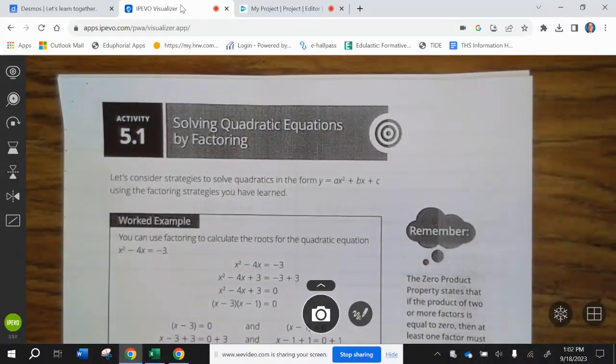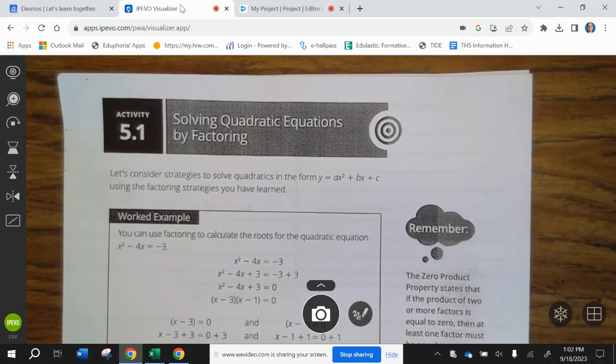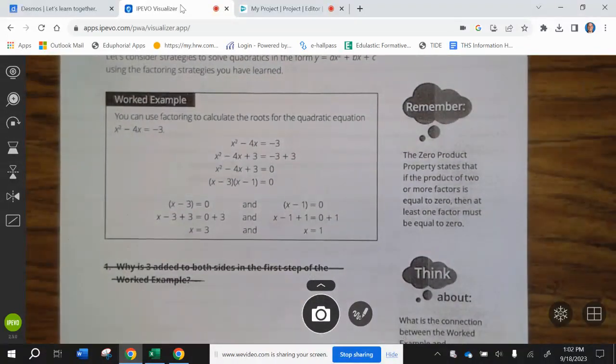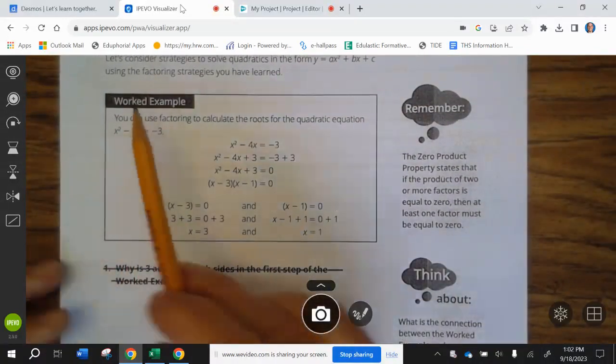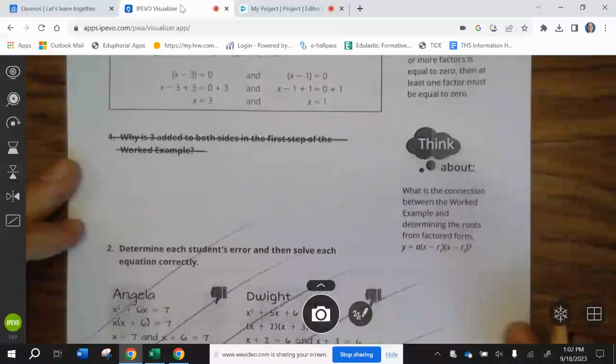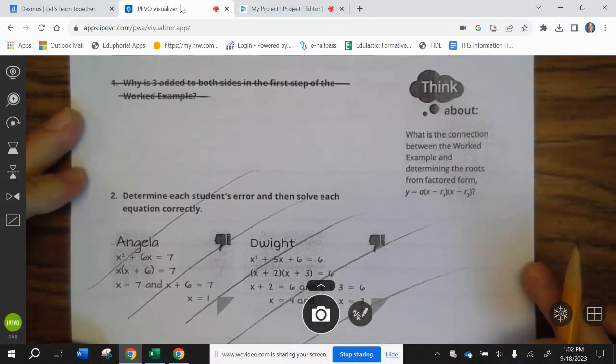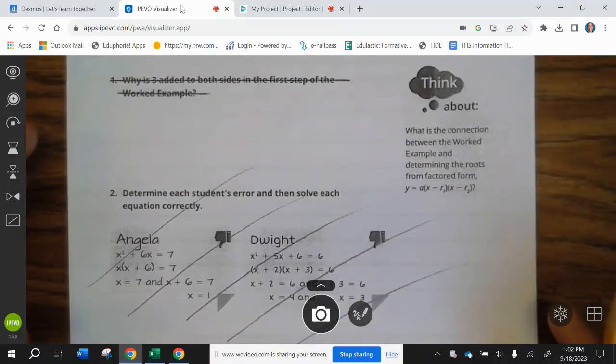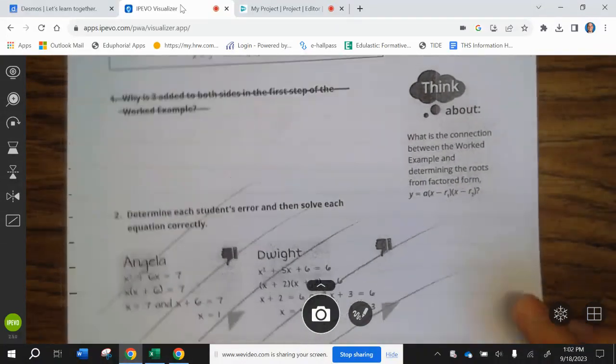All right. Activity 5.1, solving quadratic equations by factoring. Let's consider strategies to solve quadratics in the form of y equals ax squared plus bx plus c, using the factoring strategies you have learned. All right, you're welcome to read the worked example, and then we are going to mark out those, and let's move on to the next page.